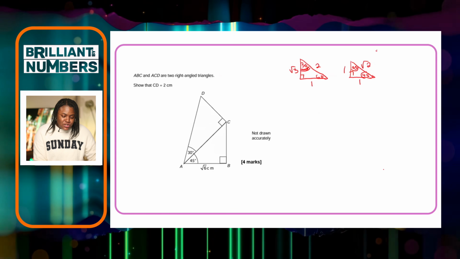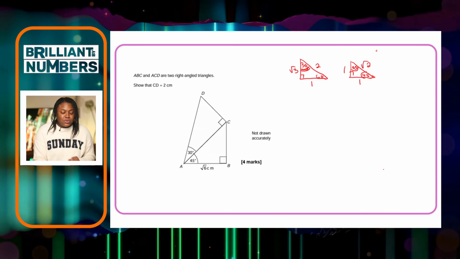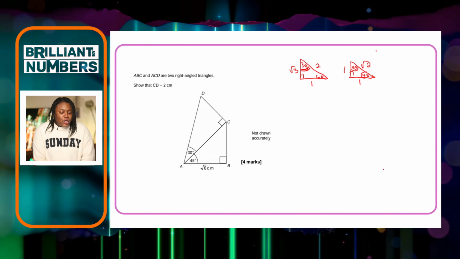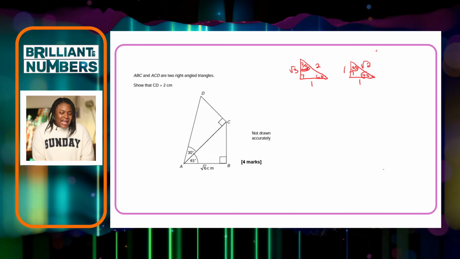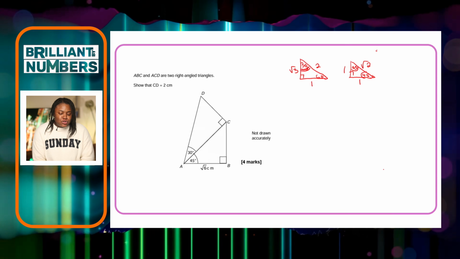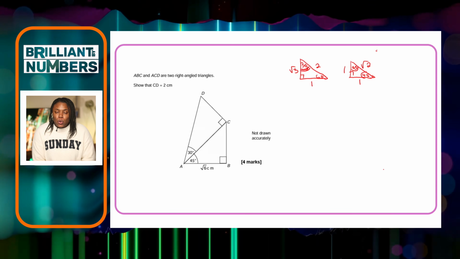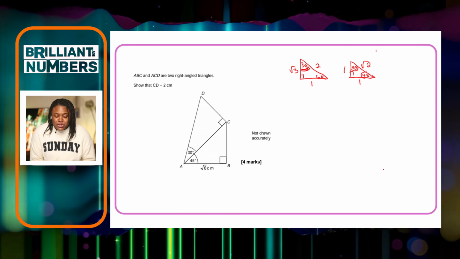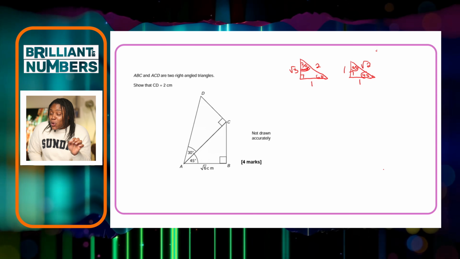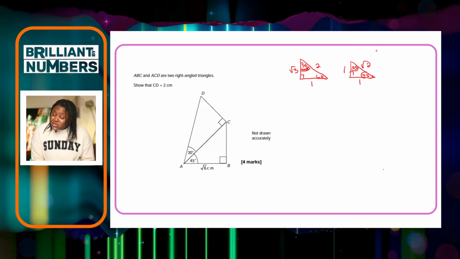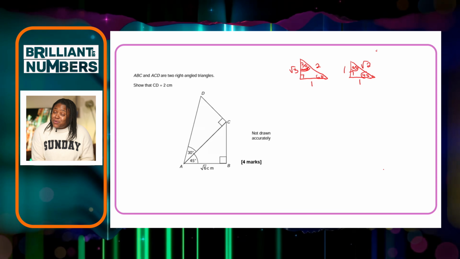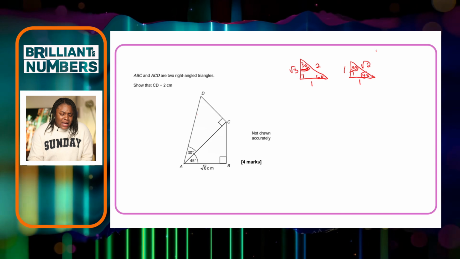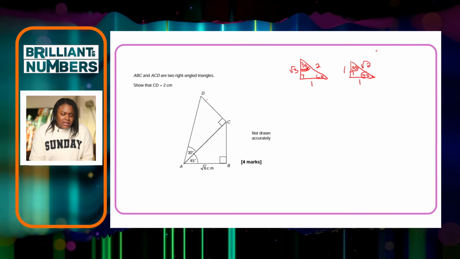The next question is another question using exact trig values, and I've already put the triangles back there. We're told that ABC and ACD are two right-angled triangles. We are asked to show that CD is equal to 2. I love these questions. 4 marks, but we already know the answer we're working towards. Therefore, if we get it wrong, we know and we don't leave it. We go back and try to improve it. So I want to find that CD is equal to 2.